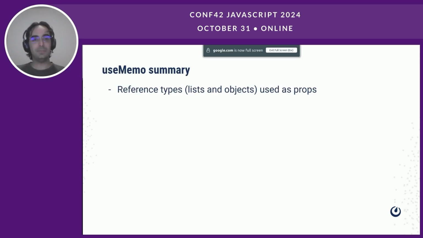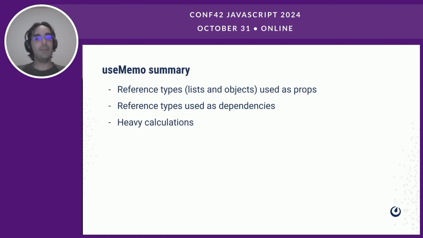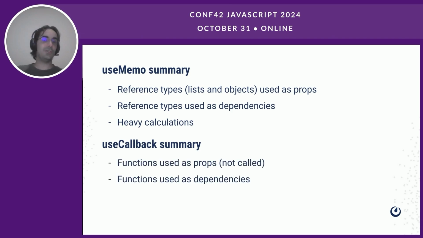So as a summary, useMemo is for reference types that are used as props, reference types that are used as dependencies, and heavy calculations. That's all you need to use useMemo for. And useCallback is for functions used as props and functions used as dependencies. But for functions that are used as props, not those that are called to get the value that then will go into the prop, in those cases you don't need to use useCallback.